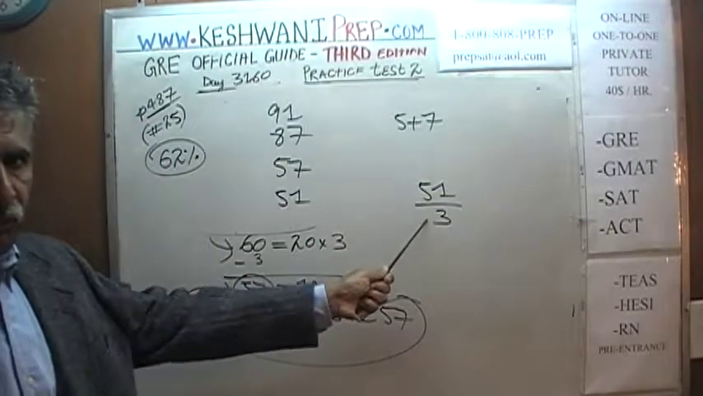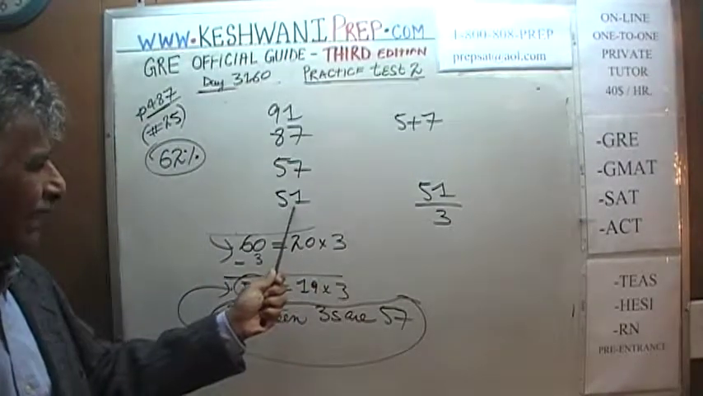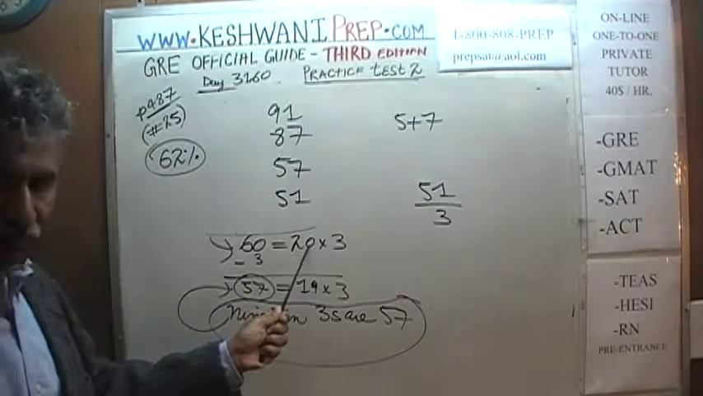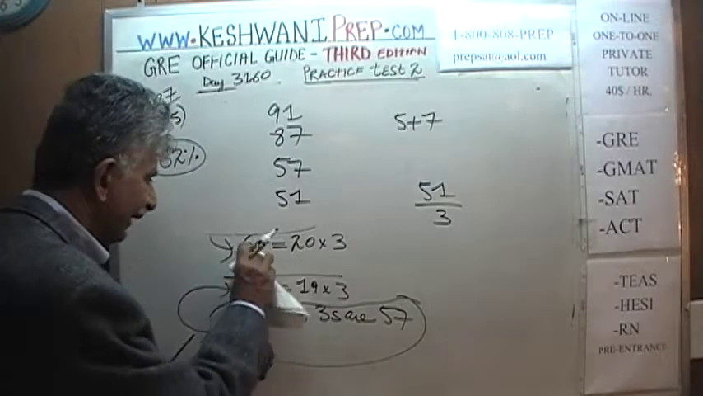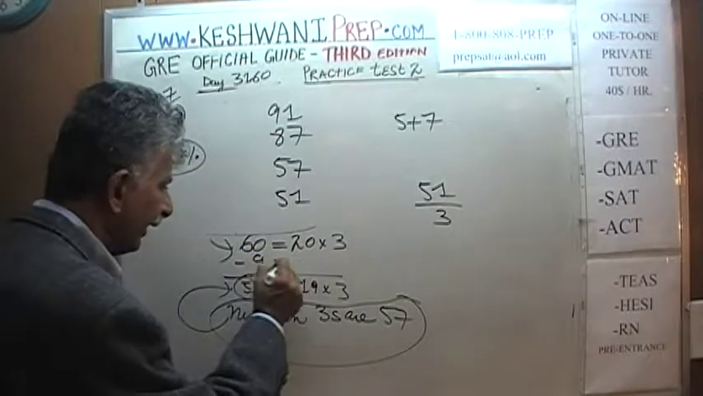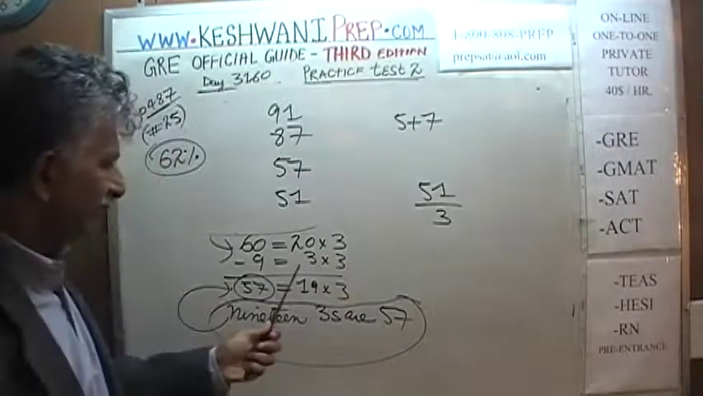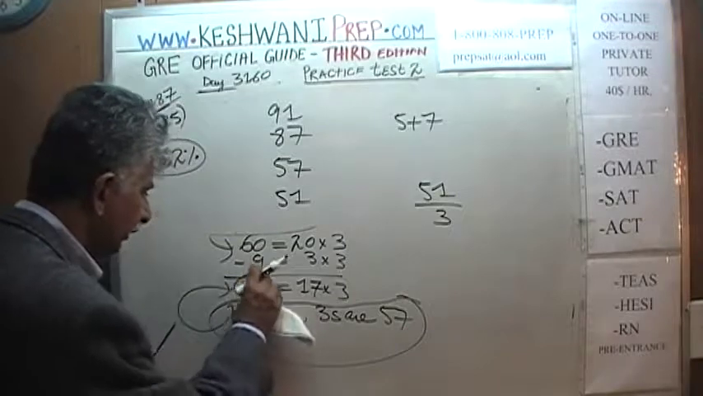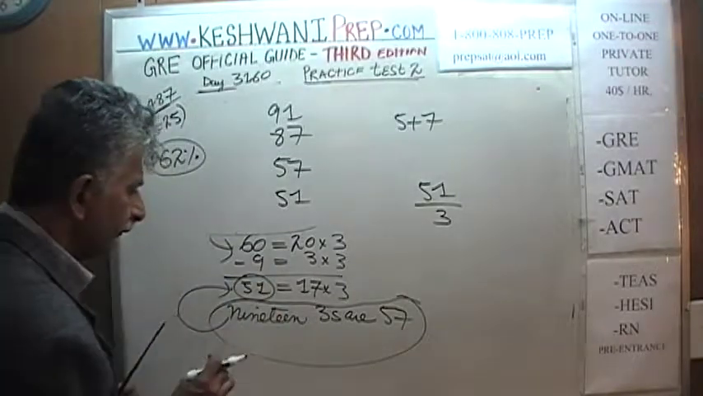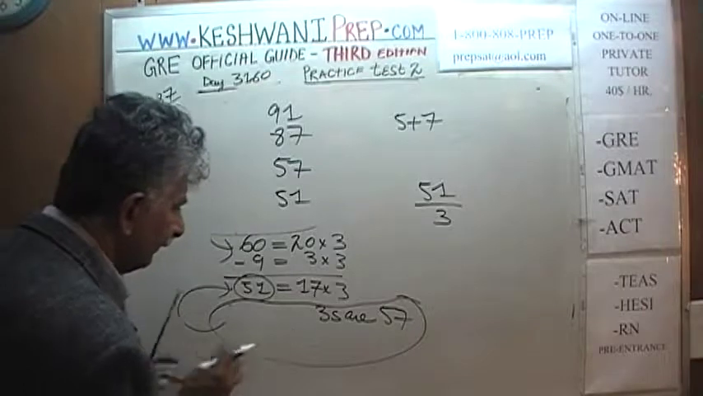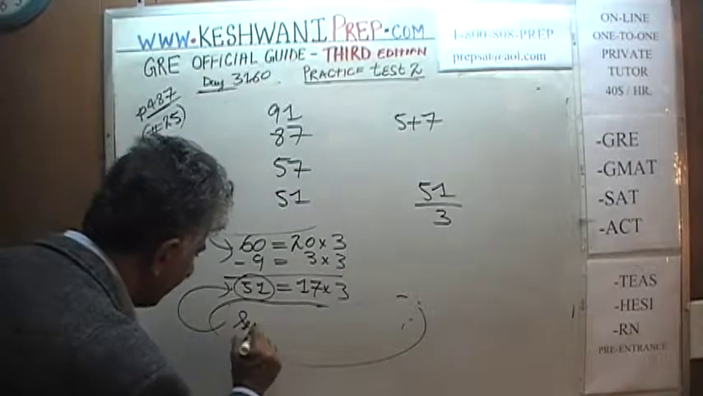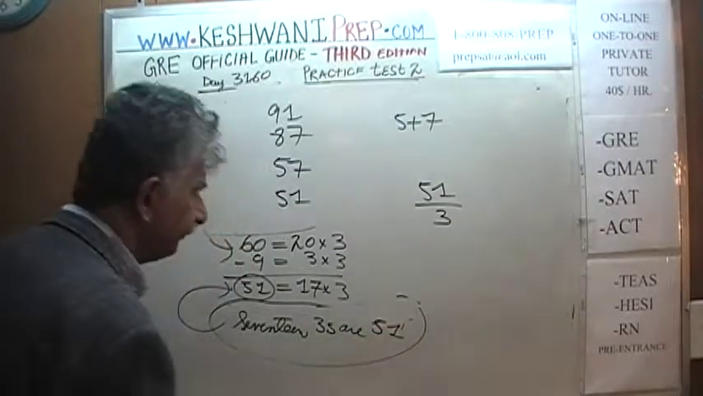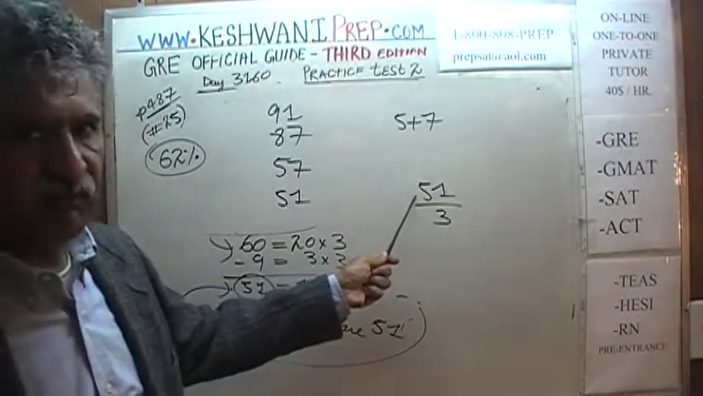And you shouldn't have to do all this work to see that, because if you were to add 9 to 51, we'll end up with 60. 60 is 20 3's. So if you were to subtract 9 from it, which is the same as subtracting 3 3's from 20 3's, you will end up with 17 3's. And 17 3's should be 51.